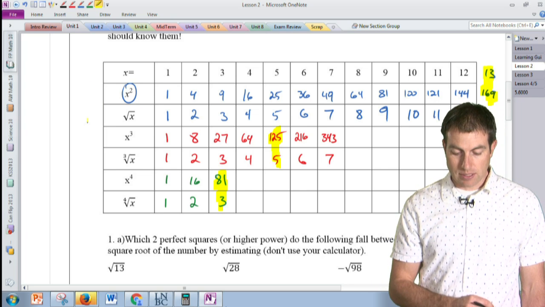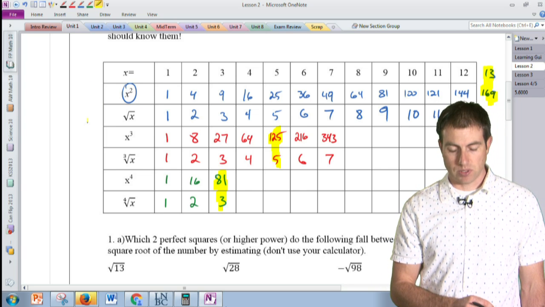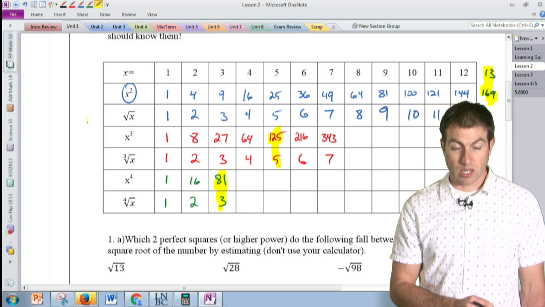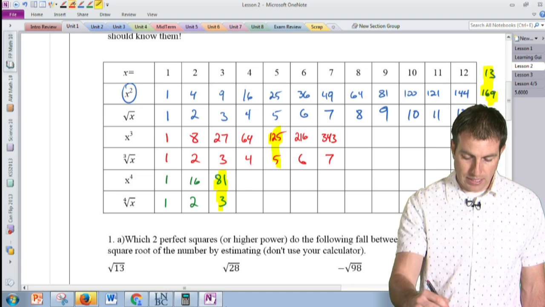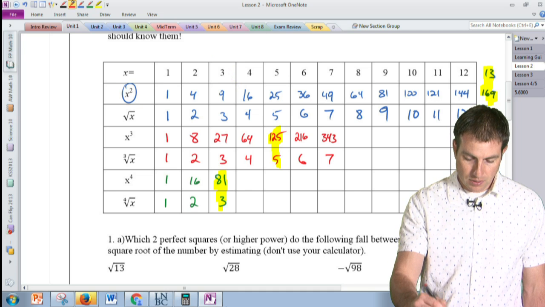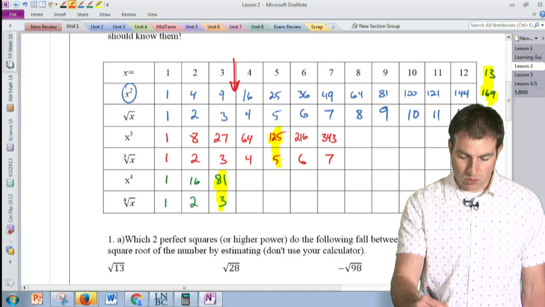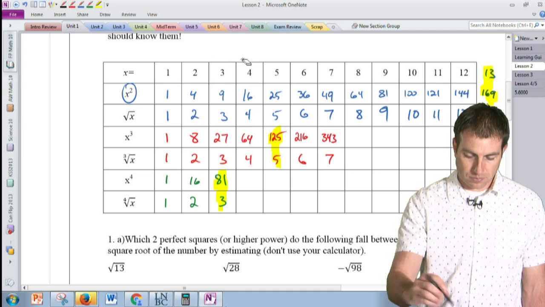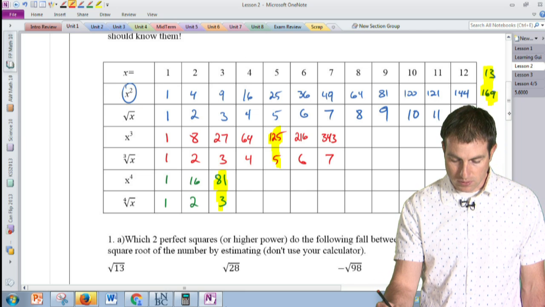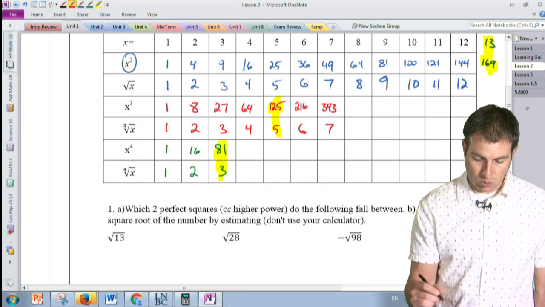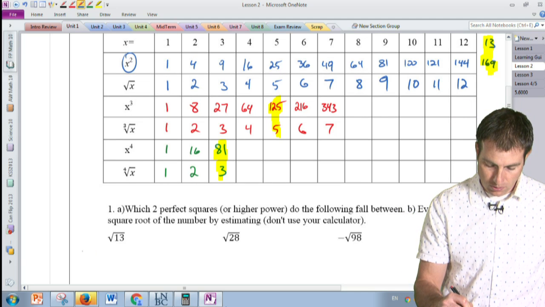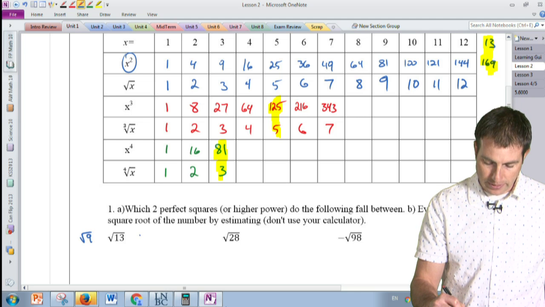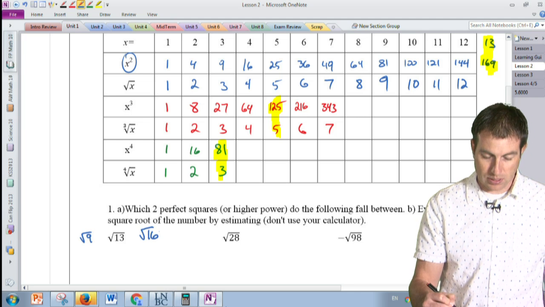So 13 isn't a perfect square. 16 is a perfect square. 25 is a perfect square. 9 is a perfect square. But 13 falls kind of in between these 2. So the square root of 13 falls in between the square root of 9, I'll just write it right in front of it, and the square root of 16.